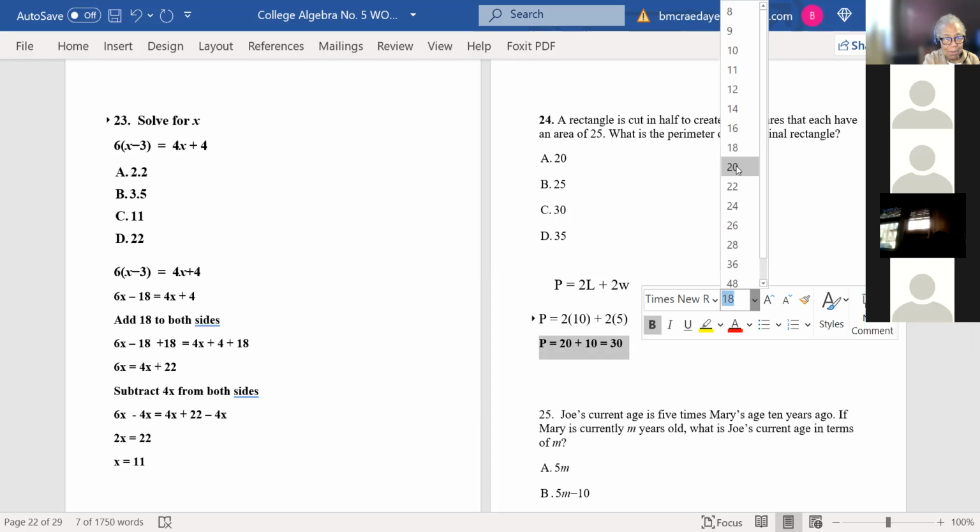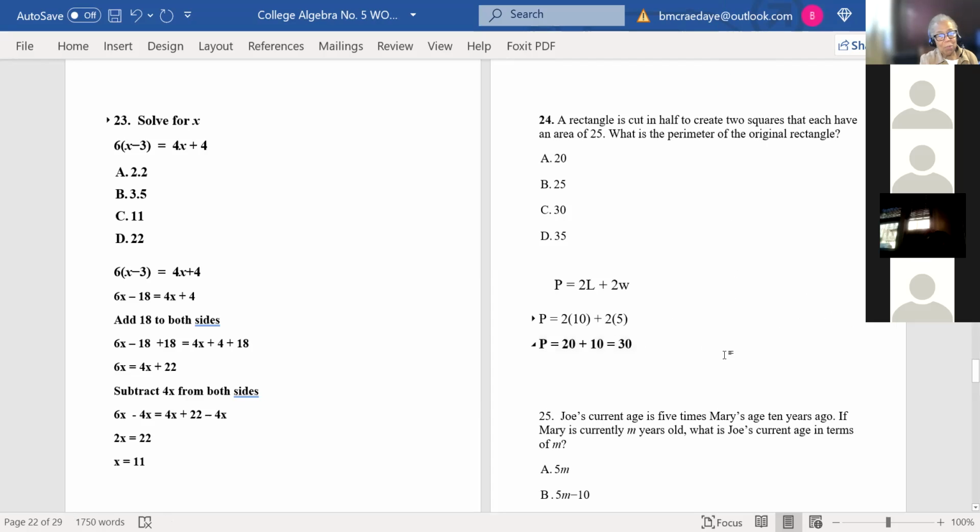Okay, so that's why I want you to see the picture, to see those two squares make up the rectangle, and with squares, if we know the area of a square, then we know the length of the side.